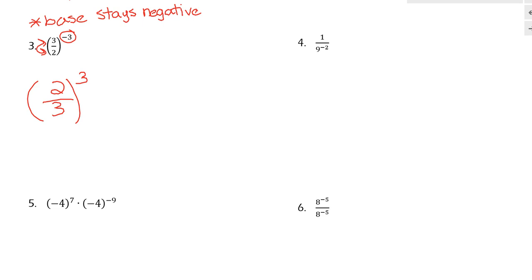Number 4, 1 over 9 to the negative 1/2. Again, I have a negative exponent here. I'm flipping this fraction. That's 9 over 1. And that exponent becomes positive. But I really can also just write it as 9 squared. Remember, if you have a 1 in the denominator, you do not need to write it.